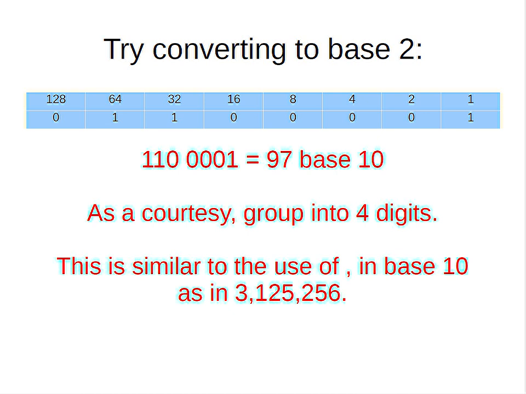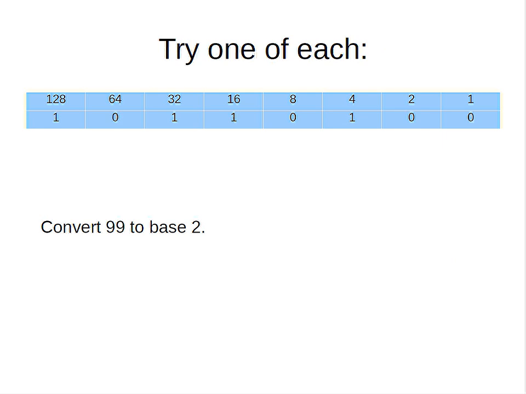Okay. So as a courtesy, we group these in groups of 4 digits as opposed to in base 10 where we group groups of 3 digits. So we group groups of 4 digits, and this allows us to convert to hexadecimal very easily.